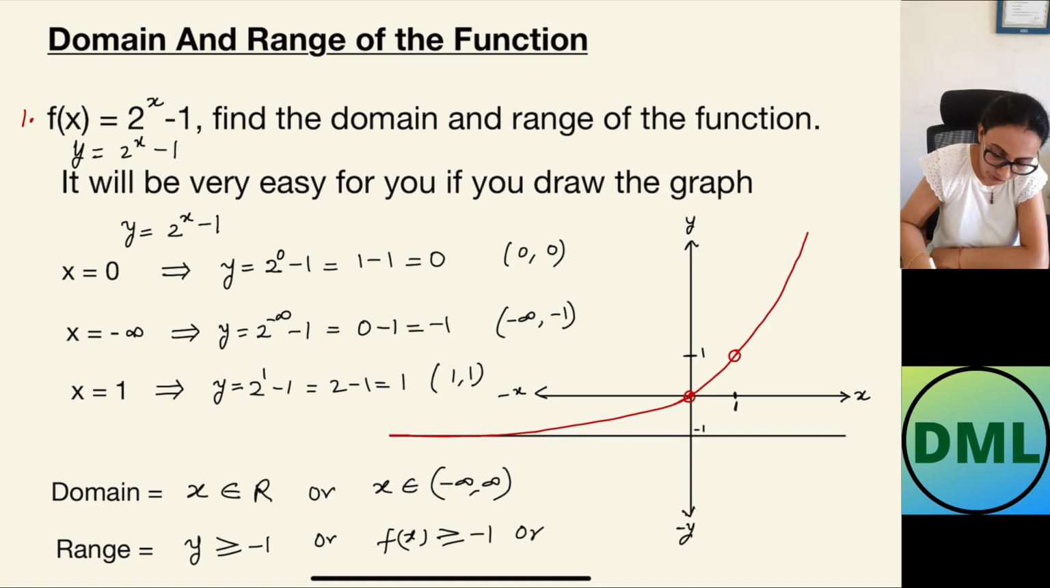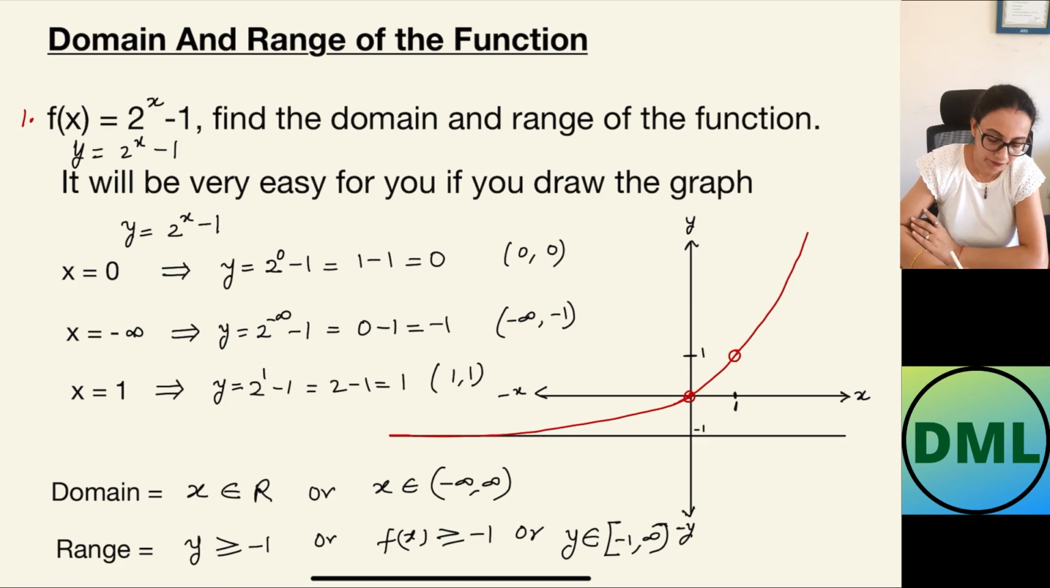or if you want to write it, y belongs to [minus 1, infinity). I put the minus 1 in the square bracket because this point is included. Infinity is not included, so I put it in a round bracket. The point which is included, you have to put in a square bracket. That's how we can find the domain and range of this function.